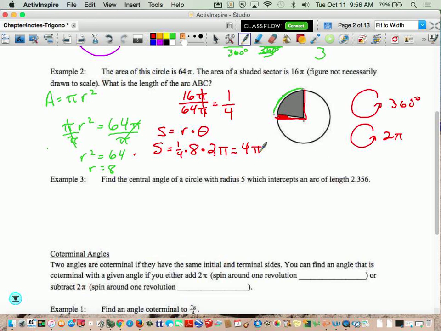You could also go to a circumference type formula. Circumference, remember, is 2 pi r, and so I would do 2 pi times 8, but again I only want 1/4 of that. And so you'd also end up with 4 pi there. So a little bit different, you gotta think about it.